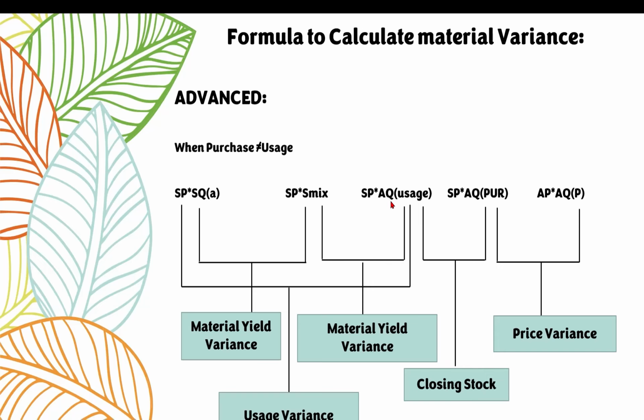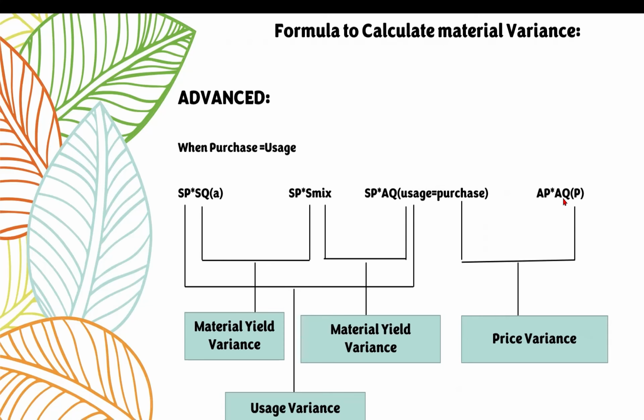which one that we use, the material we use. This is a situation where purchase is not equal to uses, that means there is closing stock. And again SP into AQ, but here AQ is the quantity which we purchased, and last is AP into AQ, and AQ is the purchase one.